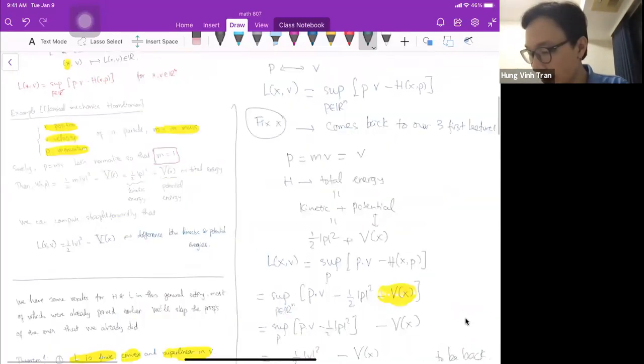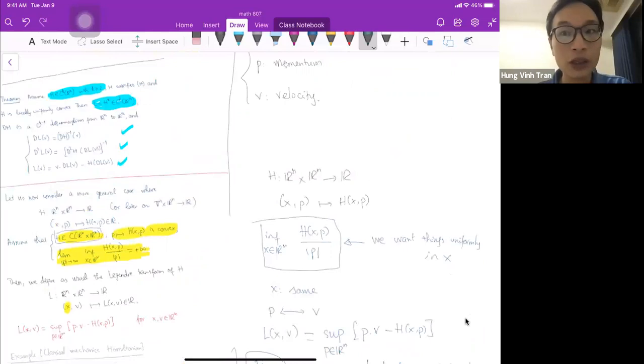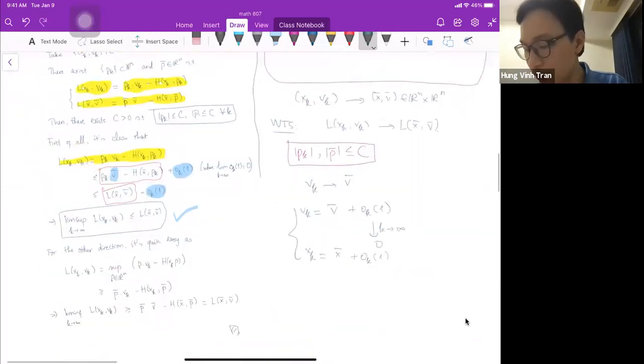I wrote it up here that we needed to assume that h is continuous in both variables, right? So that's really important. The joint continuity in x and p implies the joint continuity in x and v. Okay, so that's really important. Otherwise, I wouldn't be able to do that.